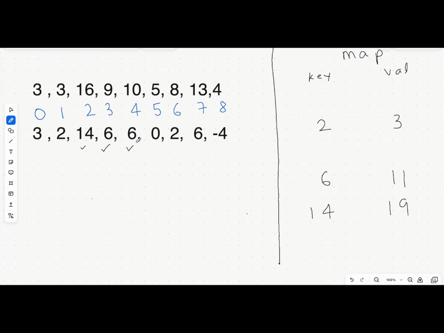Now, when the next 6 comes, it will search again. It will this time find this 6, and the value present is 11 and the value present here is, oh sorry, it should be 12. 9 plus 3 is 12.